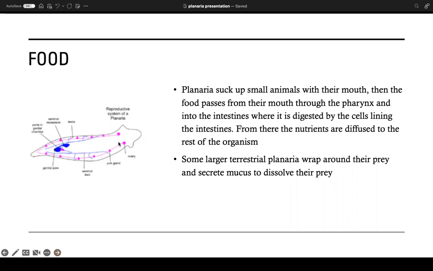If you look on the left, this diagram shows how the digestion process works and where everything flows. However, some larger terrestrial planaria wrap around their prey and secrete mucus to dissolve their prey instead of just sucking it up.